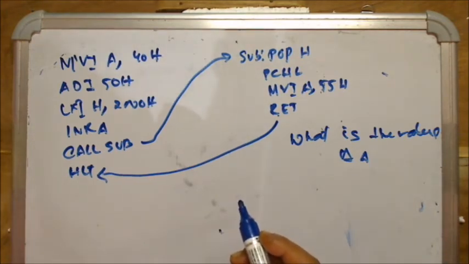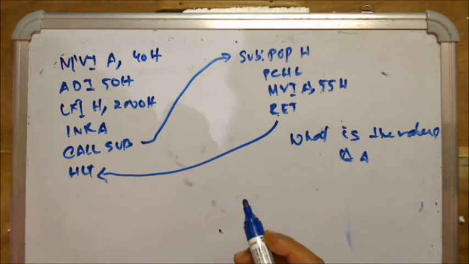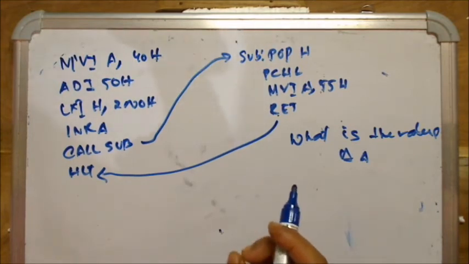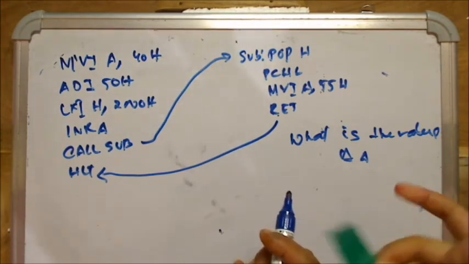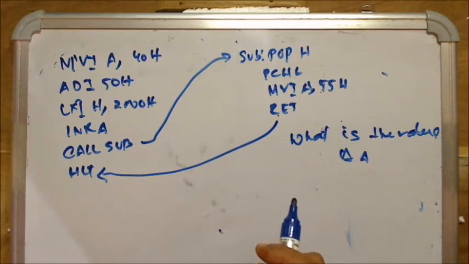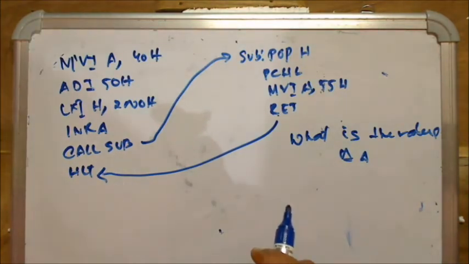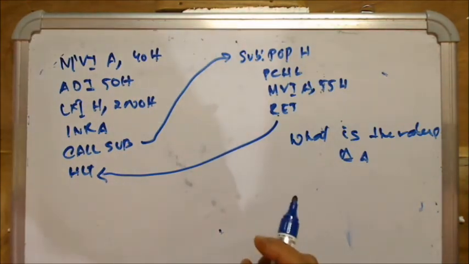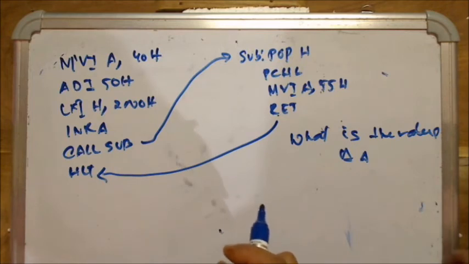Push has happened. How? Whenever you do a call, there is a push. I hope you remember the address of the next instruction, which was there in PC. That is a push PC. That means the return address was stored in the stack, of course, in two locations.